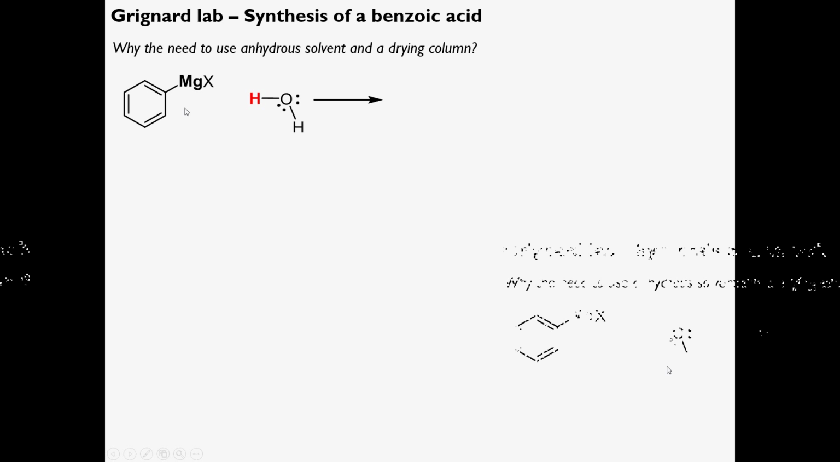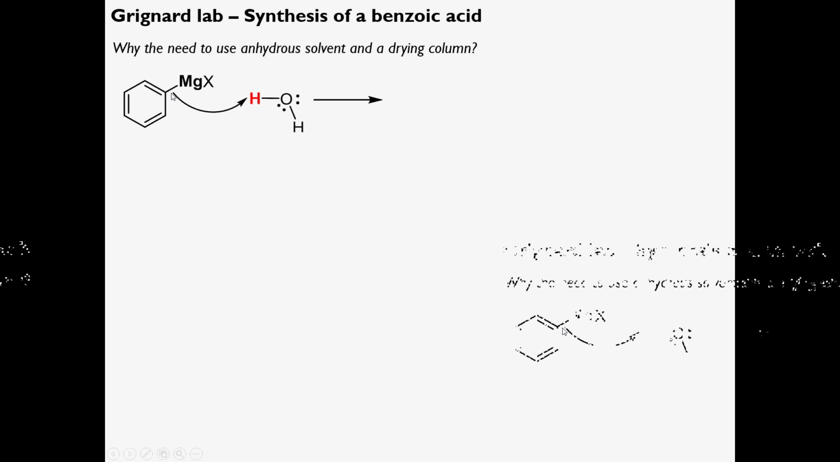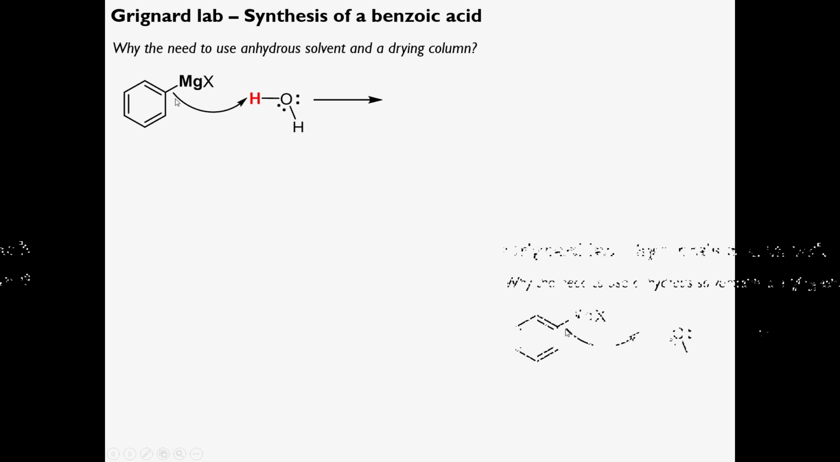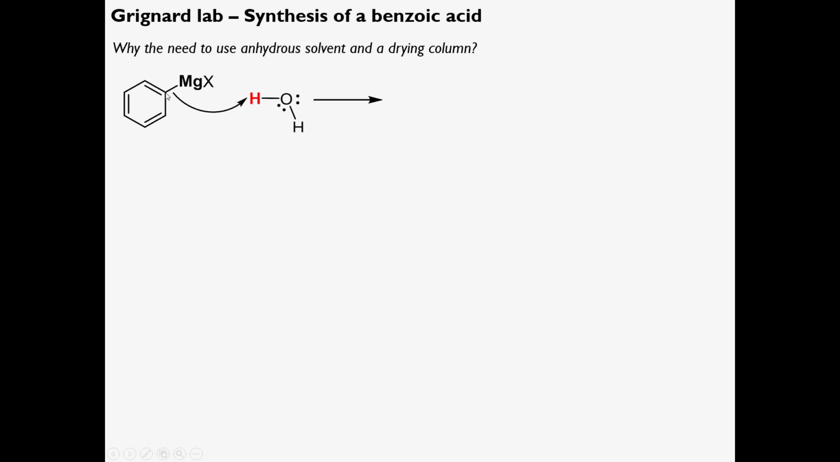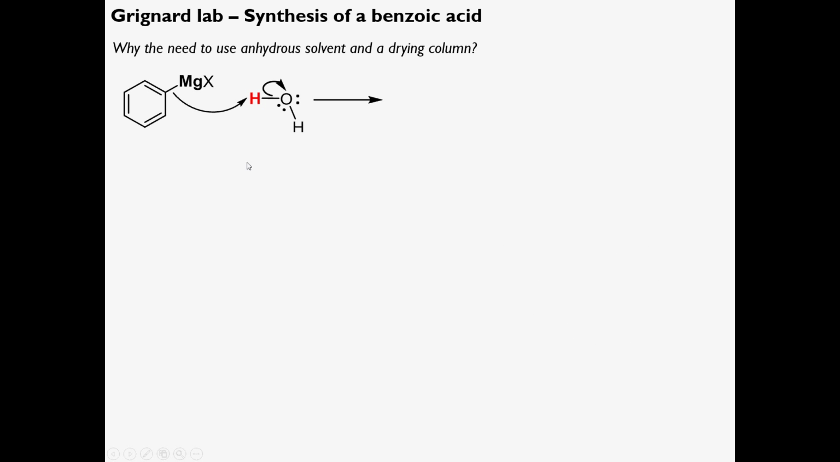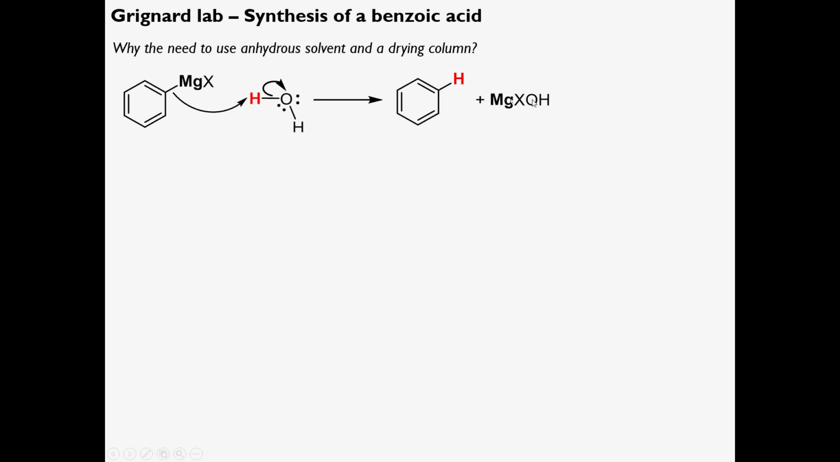And if we have a source of relatively acidic proton, what's simply going to happen is, instead of getting any kind of useful reactivity, we're going to just perform an acid-base reaction, in this case between this carbanion-type carbon here and one of the protons of water. So the base abstracts the proton from water, and we essentially form benzene, which is not really what you want to do in a Grignard reaction, and this magnesium salt byproduct.